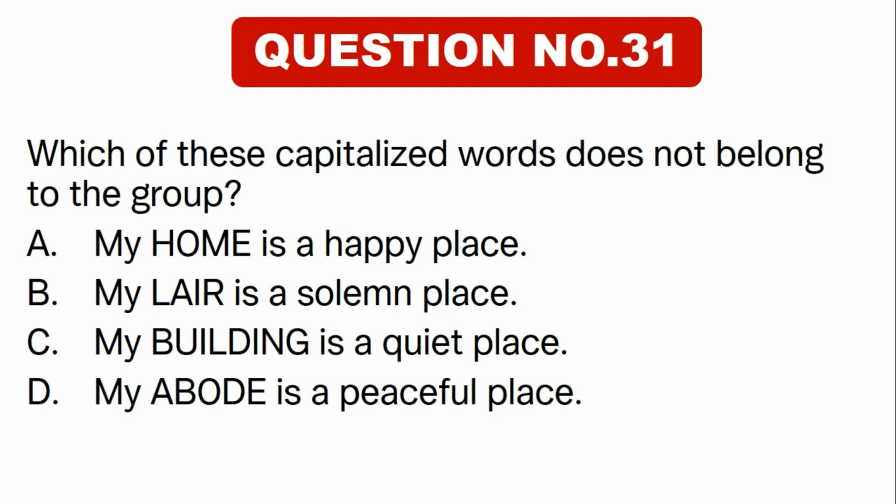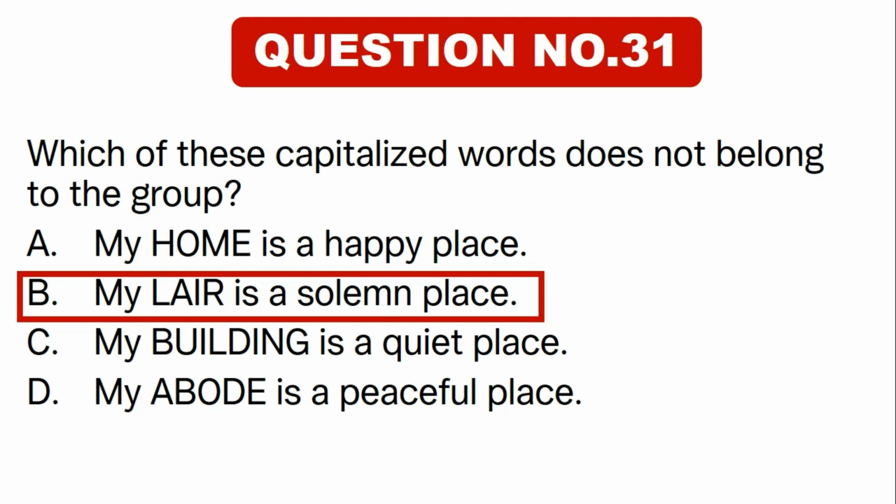The correct answer is letter B. My lair is a solemn place. Home, building, and abode, it's options A, C, and D, refer to dwelling places of humans. Lair, on the other hand, is for animals. So the correct answer is letter B. My lair is a solemn place.